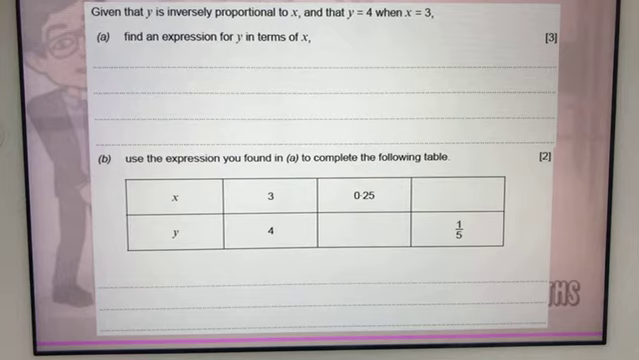This is what a GCSE question would look like. I think this is off one of the recent papers.